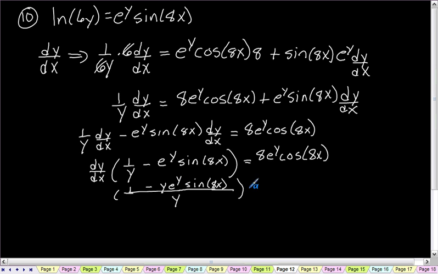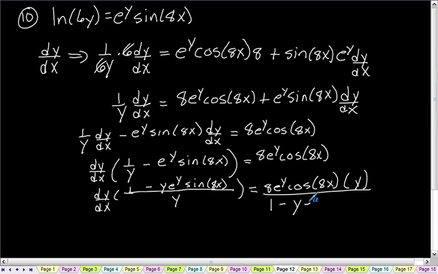The reason I do it, simplify like this, and this is still dy/dx here. To get rid of this, I multiply by the reciprocal. So I put that to the top and that on the bottom. I multiply both sides. So this side becomes 8 e to the y cosine 8x, times the y, which is now on the top, and in the bottom I have 1 minus y e to the y sine 8x.